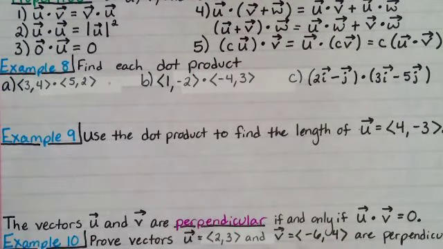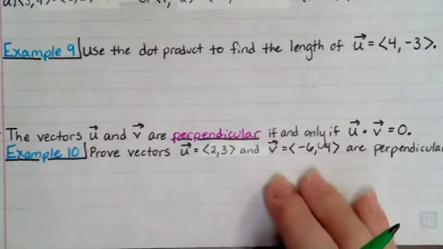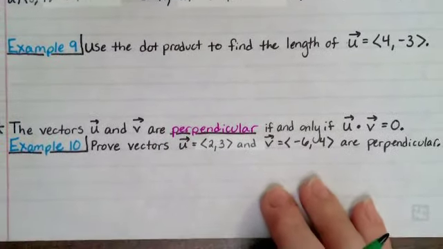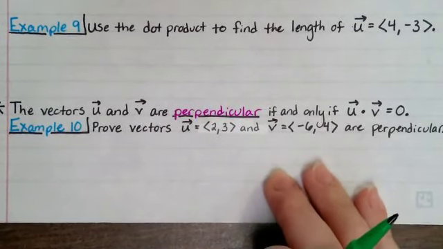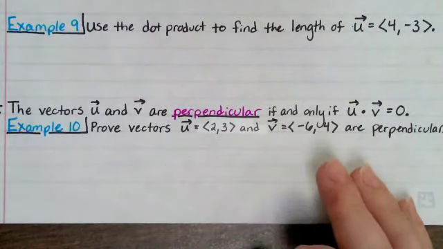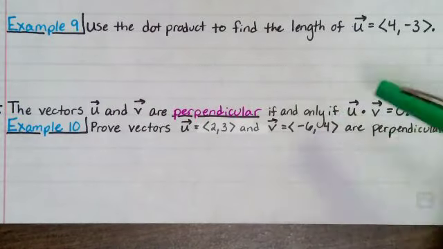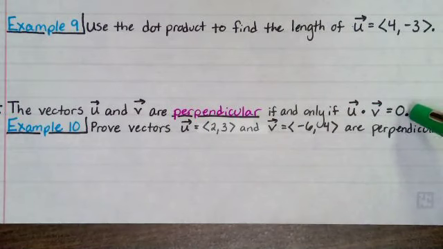Okay, and last but certainly not least, remember that term perpendicular from geometry? Perpendicular means that they make a right angle. So the idea here is that the vectors u and v are going to be perpendicular if and only if their dot product is 0. So if you do the dot product and you get 0, that means that they are perpendicular to each other.